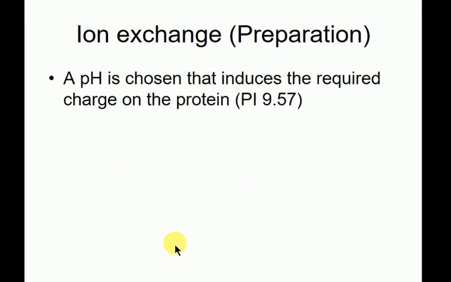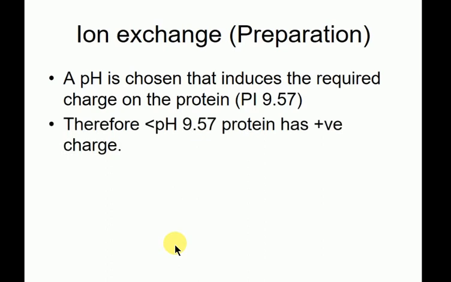So let's say your isoelectric point is predicted to be 9.57. If you're under that, then your protein is going to be positively charged. And when I say under that, I would say always 1 pH unit away from the pI. I wouldn't approach it, I'd be at least at something like 7.5, 8 there. I wouldn't approach the isoelectric point in terms of pH.